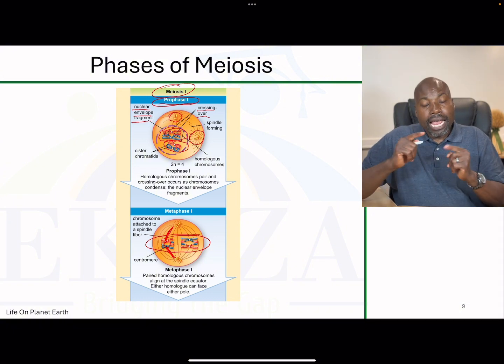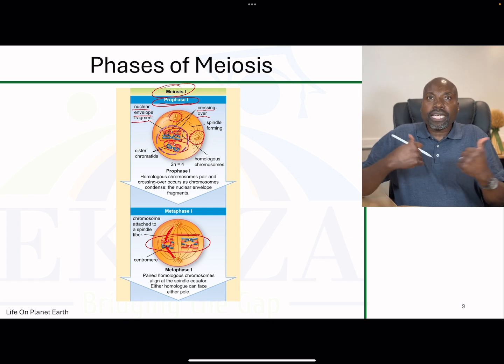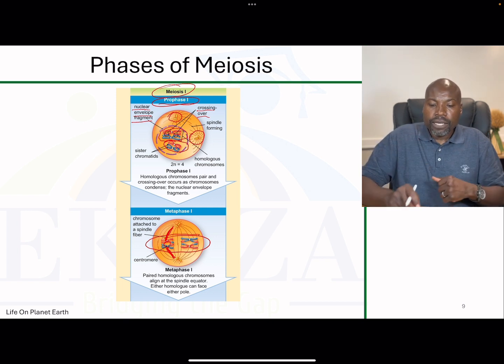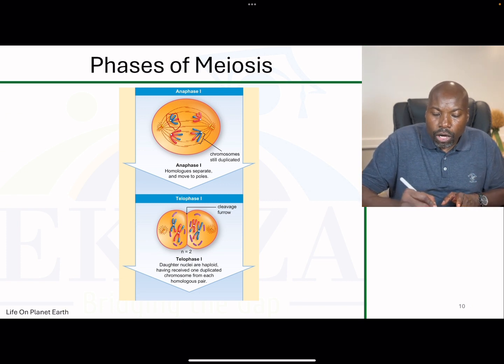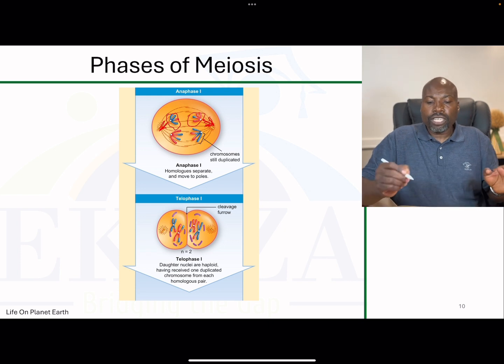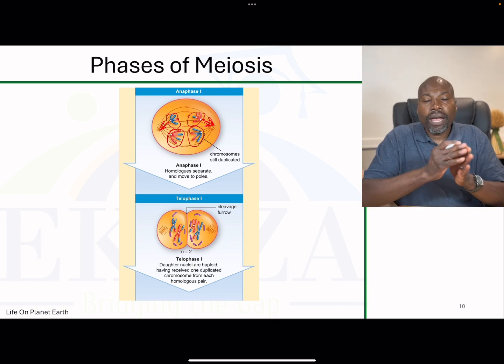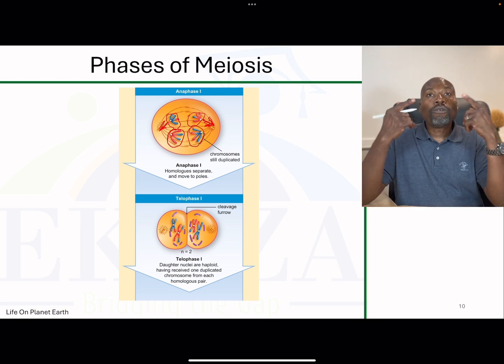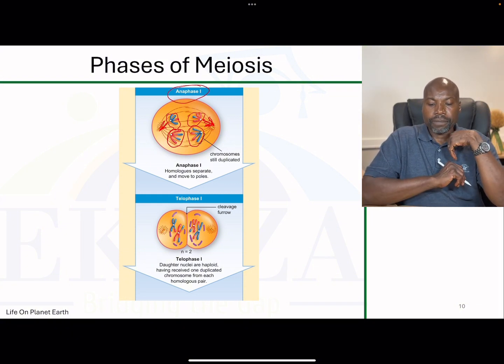All right? And now, as the spindles keep shrinking toward opposite directions, this is going to pull the homologous chromosomes away from each other, so they will keep migrating toward opposite directions, right? That migration is going to cause the chromosomes to end up in two future daughter cells. We are in anaphase 1.